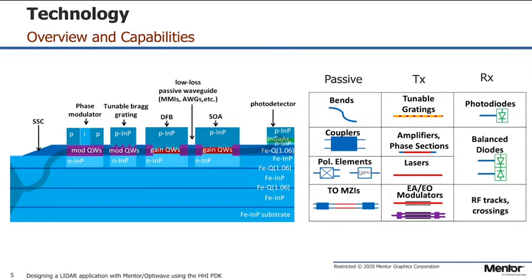On the active side, we also have a number of components. We have tunable gratings, we have SOAs, we have DFB lasers, DBR lasers, we have electro-absorption and electro-optic modulators, Mach-Zehnders and photodiodes, as well as the necessary routing for DC and RF signals. If you want further details or specifications of any of the components, you can ask me in the Q&A at the end, or you can contact me later.